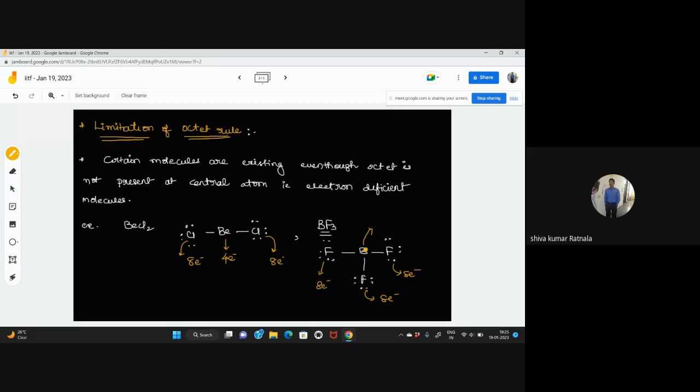Boron, how many electrons are there? 6, 6 electrons are there. Very good. And similarly, take AlCl3 also.